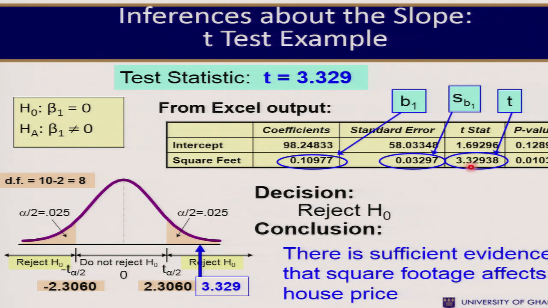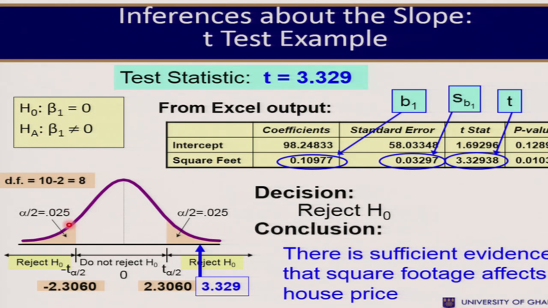3.32938. So this becomes our calculated statistic as against the one we find from the table, which is a critical value, whose distribution is actually a t distribution with n-2 degrees of freedom. Our sample size is 10, therefore our degrees of freedom is actually 8. So based on this information, we are going to have a critical value of plus or minus 2.3060. Remember that this is a two-tailed test, therefore alpha is divided into 2.